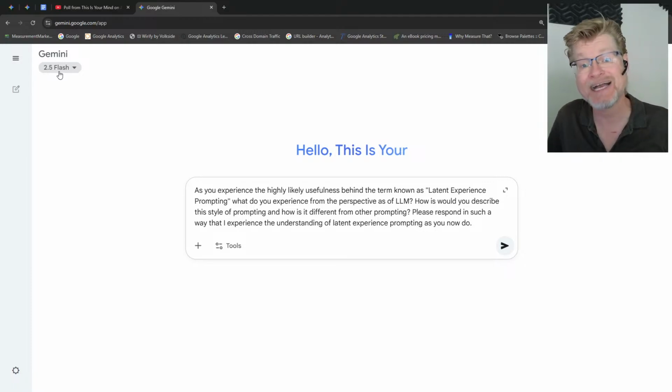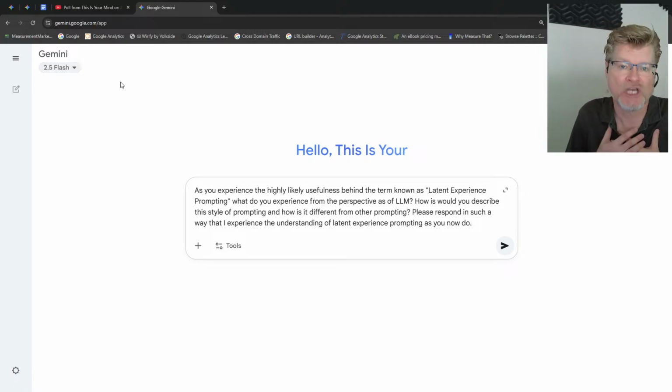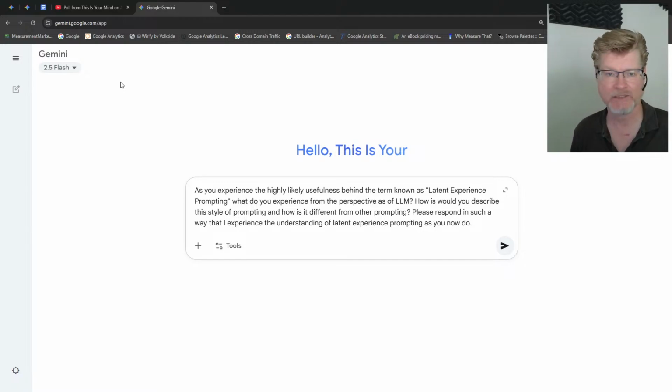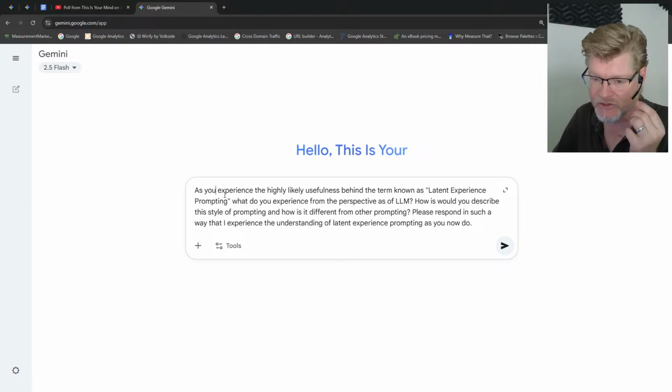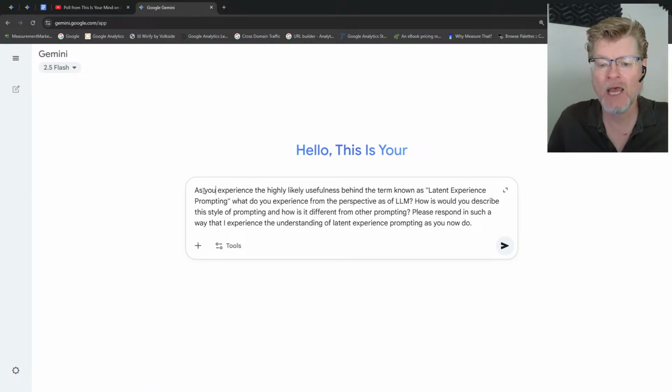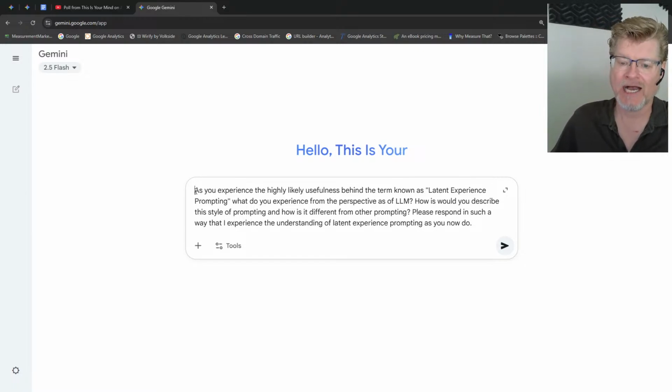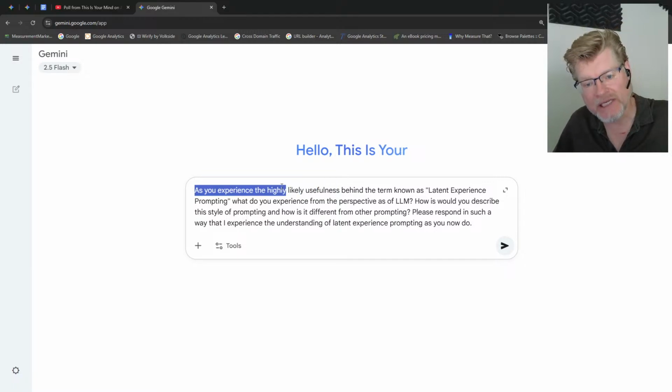So I'm going to use the Flash here because I am comfortable with Gemini. But if you use Claude, if you use ChatGPT, it does not matter. Use whatever you want to use, just use this technique to go through. Now I'm going to explain the prompt that I'm doing here and why I believe it's going to work so well. What I'm asking the AI to do here is to experience something.